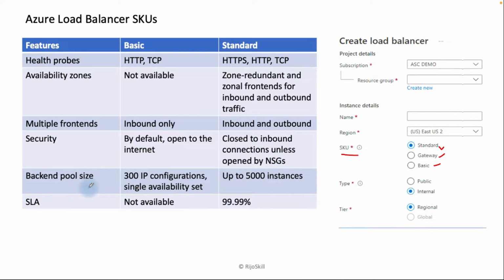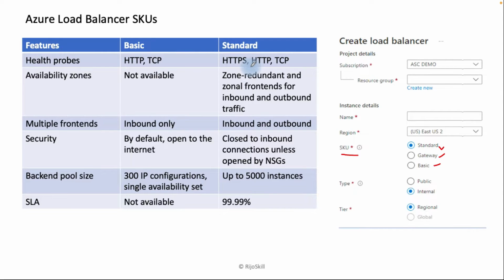For the backend pool size, basic supports 300 IP configurations in a single availability set, and standard supports up to 500 instances. For the service level agreement, basic has none and standard is available with 99.99%. So now you understand the Azure Load Balancer SKU. Just two SKUs are covered here, basic and standard. The basic one was already discussed in this table, and standard supports this.